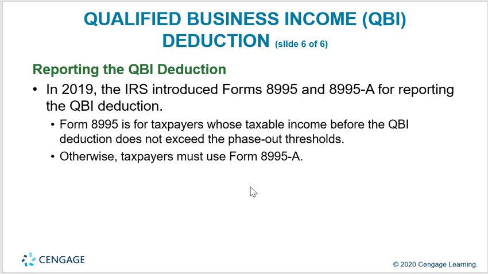Reporting the QBI deduction. In 2019, the IRS introduced Forms 8995 and 8995-A for reporting the QBI deduction. Form 8995 is for taxpayers whose taxable income before the QBI deduction does not exceed the phase-out thresholds. Otherwise, taxpayers must use Form 8995-A.